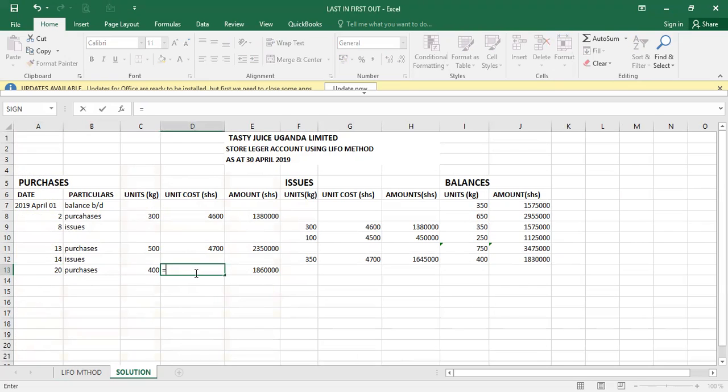Then we divide the total cost by the number of units to get the unit cost. Then we can adjust our balances here: the units plus the 400 units we've purchased will top up to 800 units. So we also adjust our total cost, that plus this. Let's enter. We go to the next one.